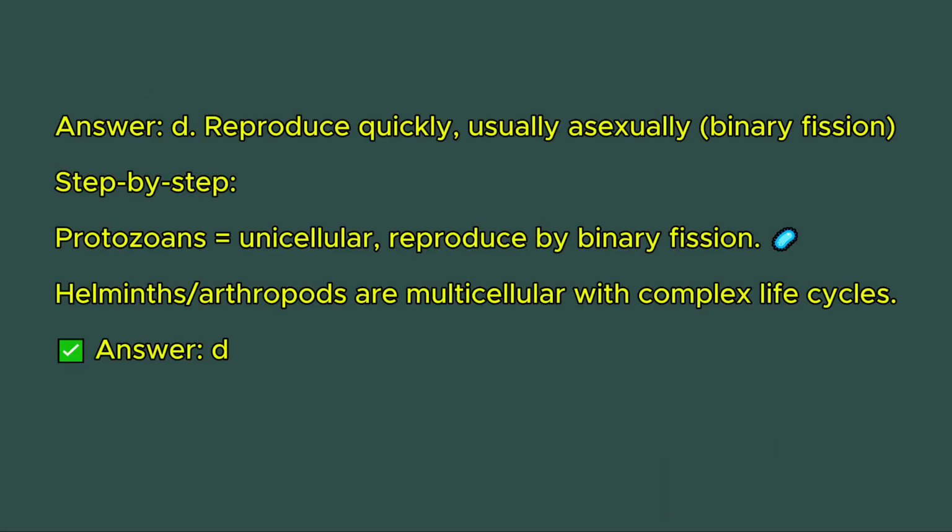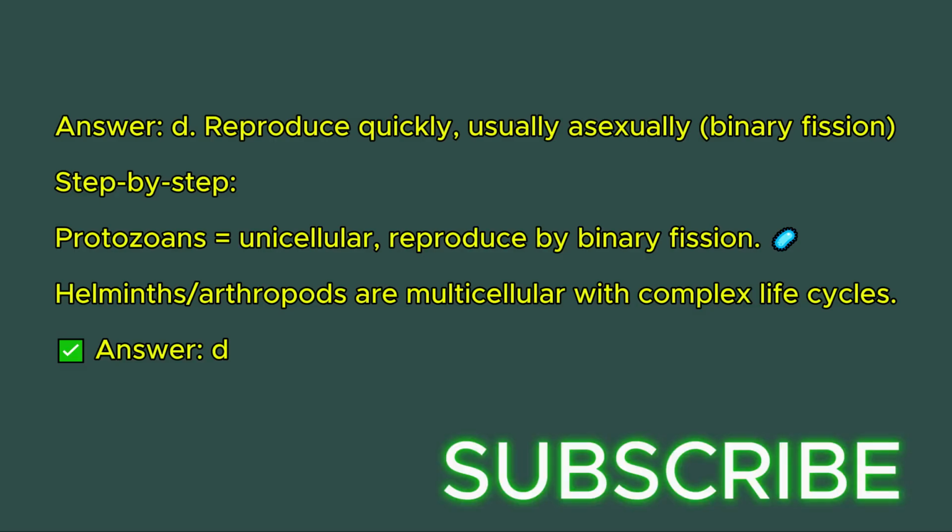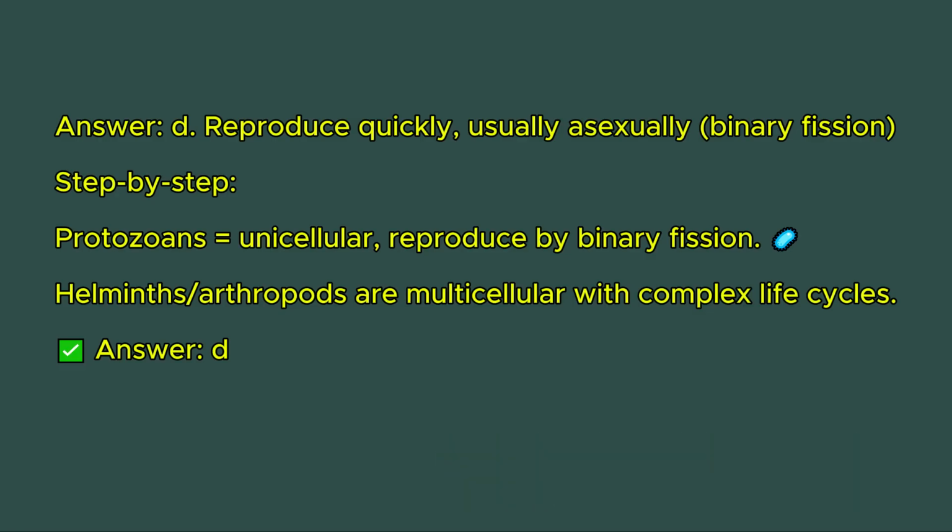Answer: D. Reproduce quickly, usually asexually by binary fission. Step by step. Protozoans are unicellular and reproduce by binary fission. Helminths or arthropods are multicellular with complex life cycles. Answer: D.